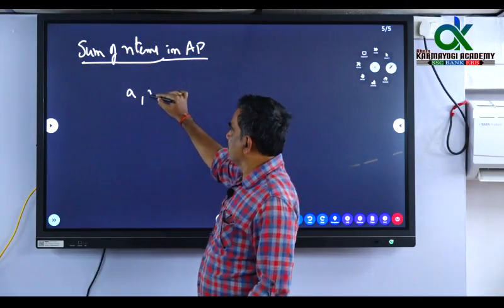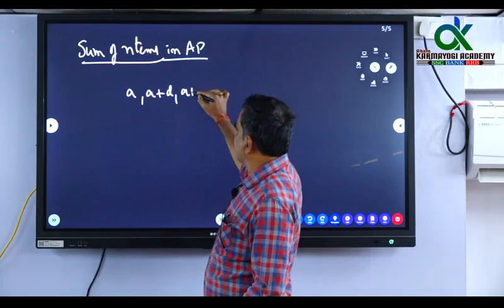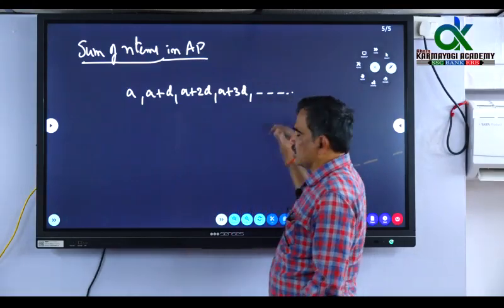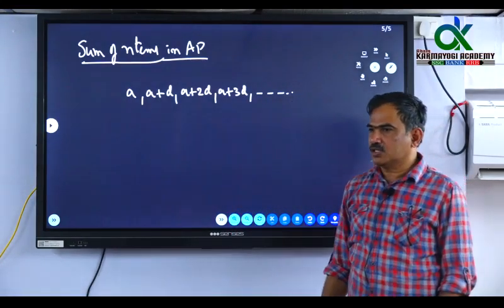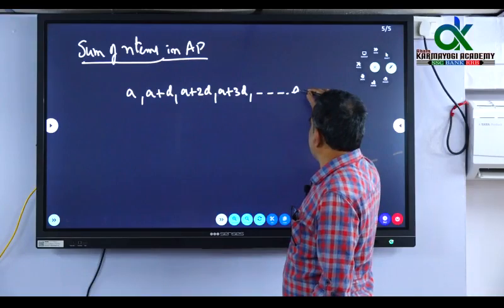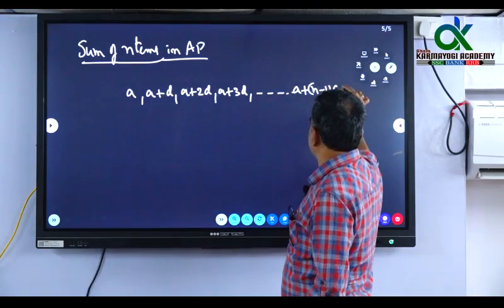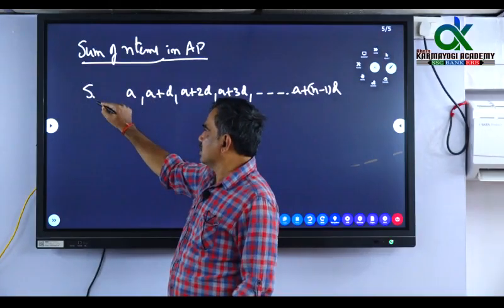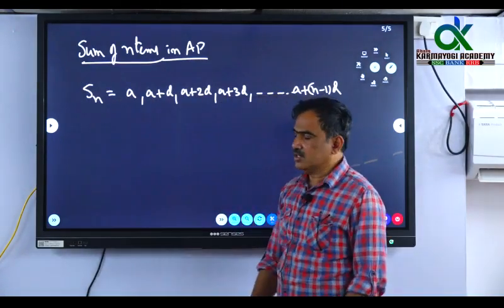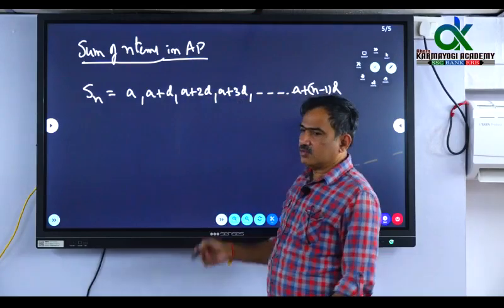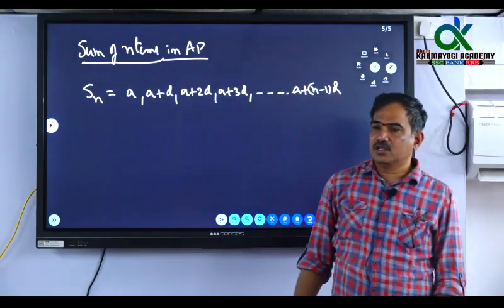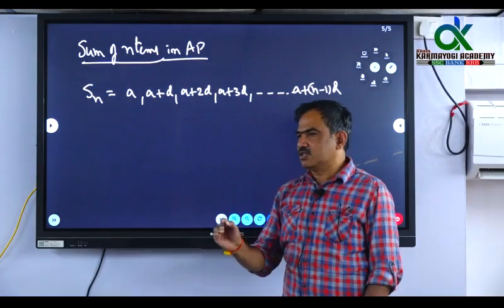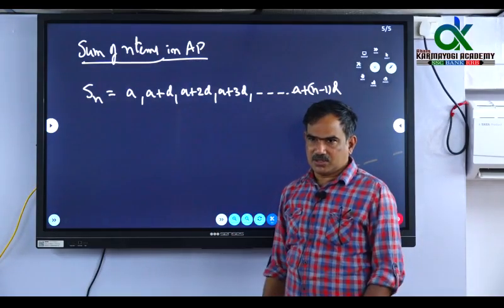Here a, a plus d, a plus 2d, a plus 3d and so on, these are the terms in arithmetic progression. Okay, so a plus n minus 1 into d, this is the nth term. If we want to add all these terms, then we get the sum of n terms. So what is the formula for sum of n terms of arithmetic progression? I want to give a simple example to understand this concept.